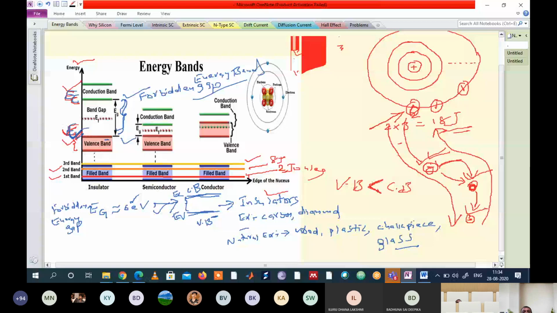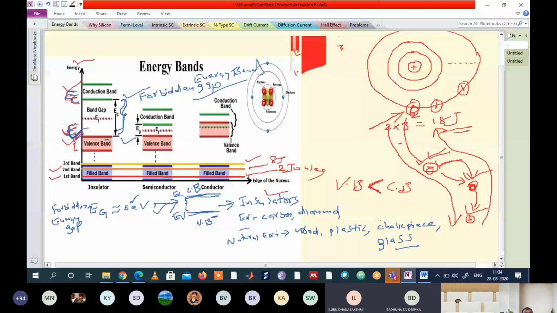Because there is no electron in electronics which has 6 electron volts, and it is very difficult for an electron to jump from valence band to conduction band, right? So this is about insulators. Next, please write it, all of you write all these notes.